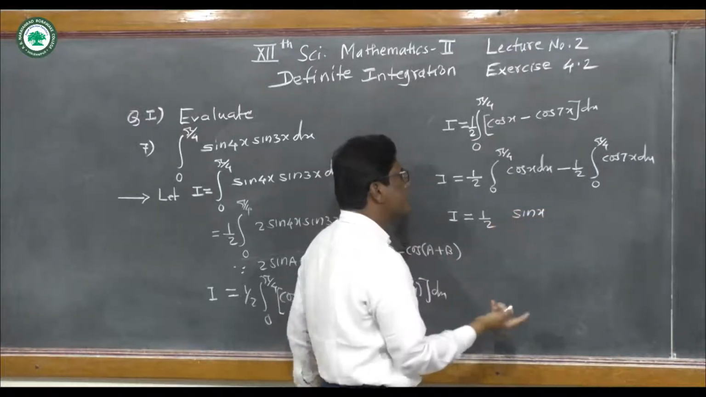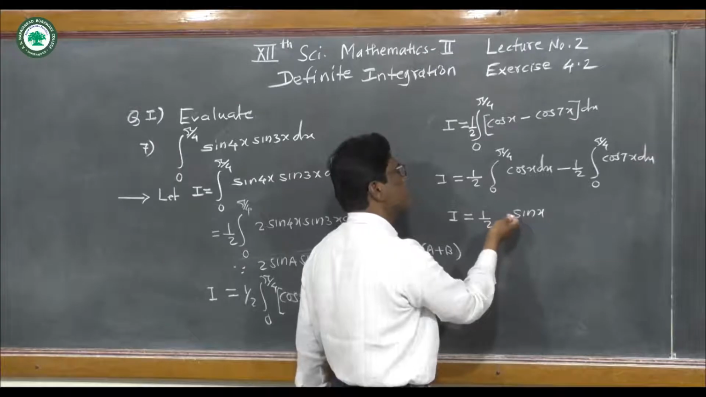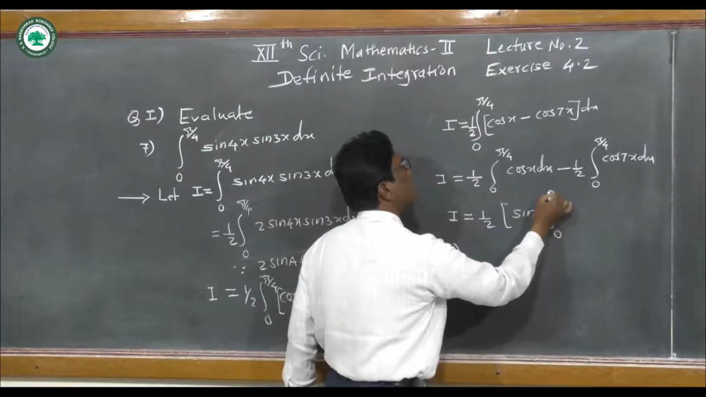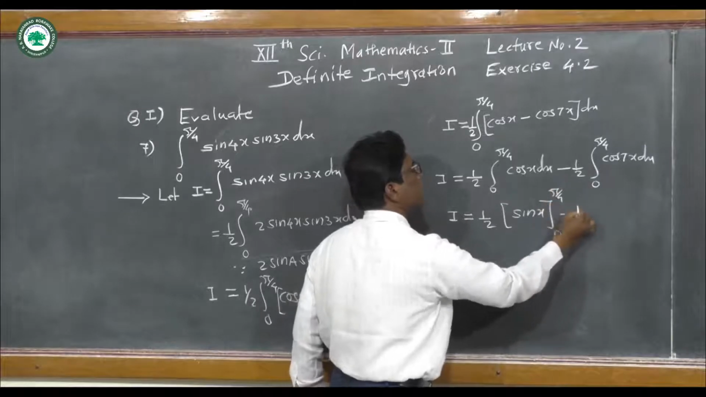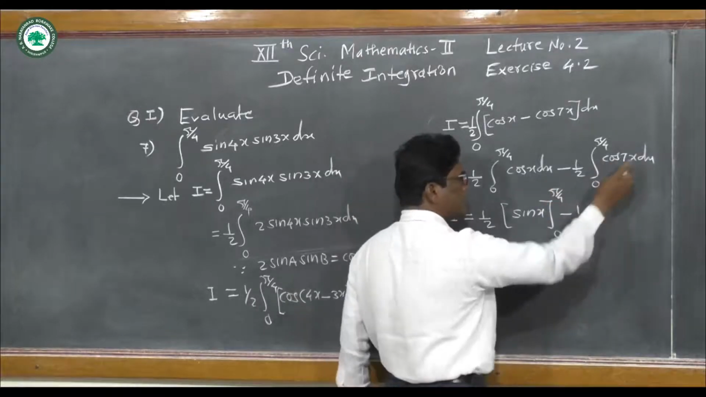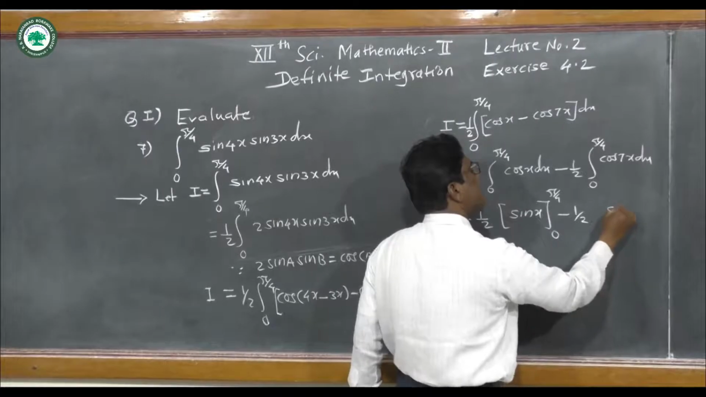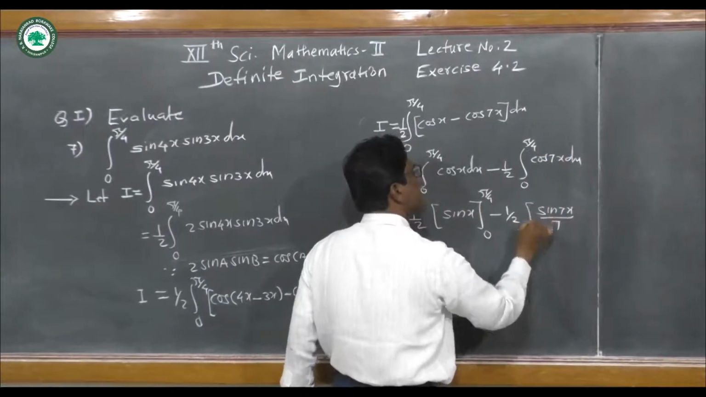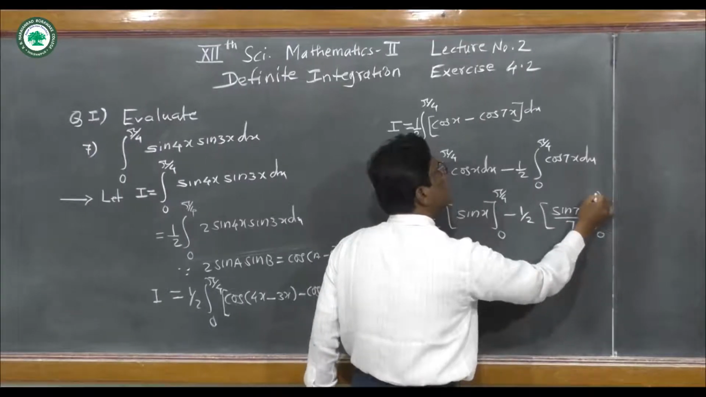So here it is plus, from 0 to pi by 4. This minus 1/2 as it is. Here also the integration of cos 7x is sin 7x divided by the derivative of 7x, which is 7, and it is from 0 to pi by 4.